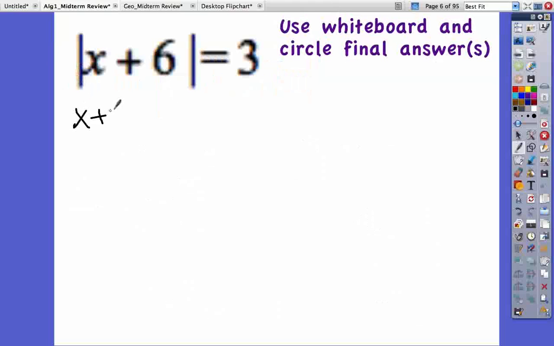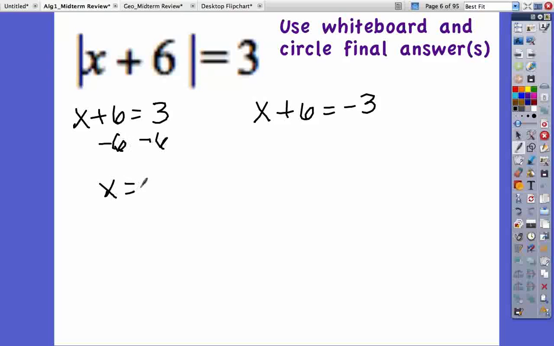X plus 6 is equal to 3. X plus 6 is equal to -3. Subtract 6 from both sides. X is equal to -3. Subtract 6 from both sides. X is equal to -9. X is equal to -3 or x is equal to -9.